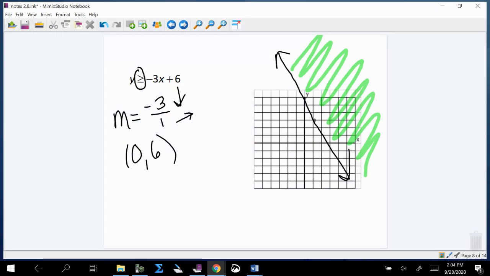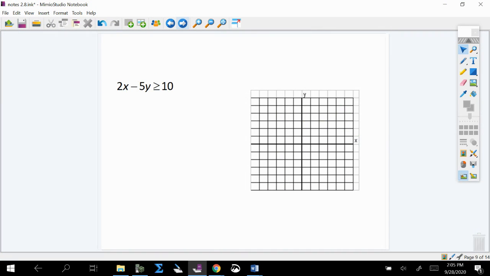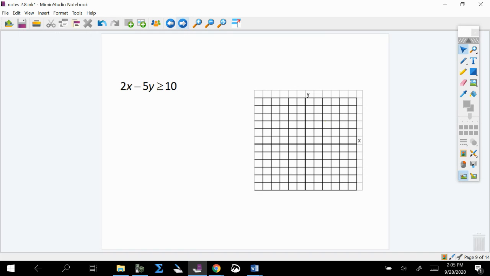So let's go back to our work here. So here's one that's in standard form. So I want to talk about standard form and how we do these. So with standard form, you're going to do the cover-up method. So we're going to cover up my x's.